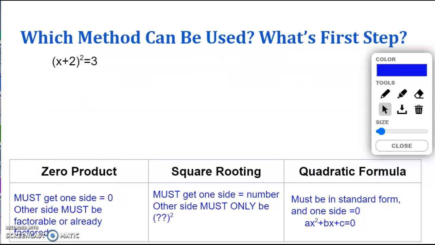What about this? x plus 2 all squared is equal to 3. Okay, what do I have here? We have the whole thing squared is equal to some constant number. Okay, that means we can use square rooting. We have one side that is just something squared. Okay, so that means what do we do from here?